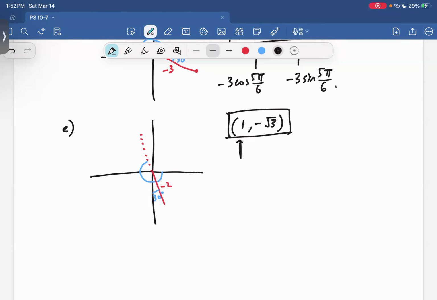Alternatively, this is also negative 2 cosine negative 4 pi over 3. And that is negative 2 sine negative 4 pi over 3.